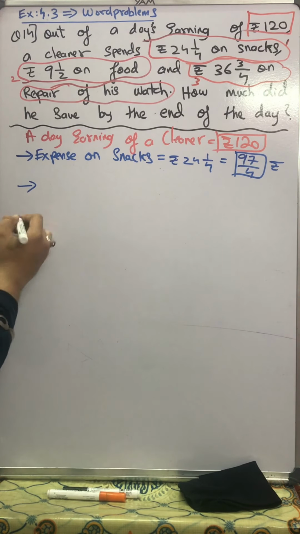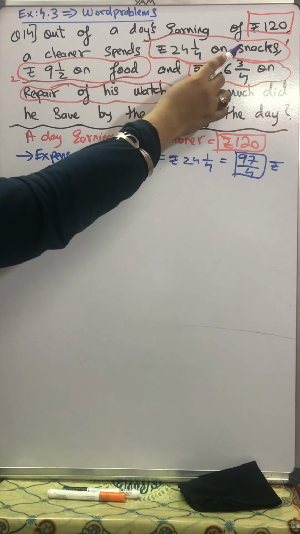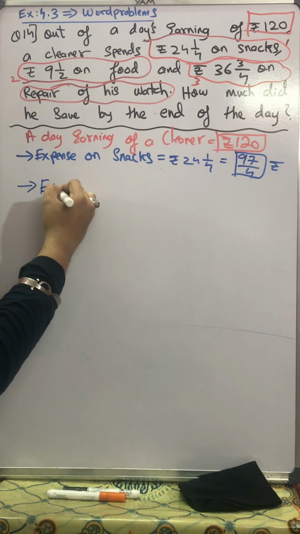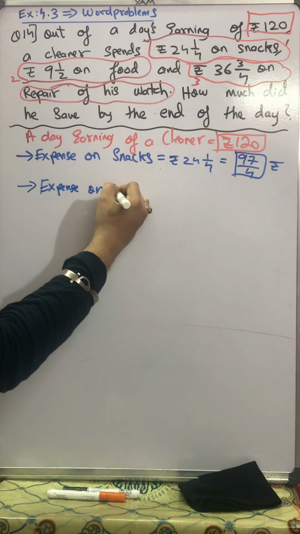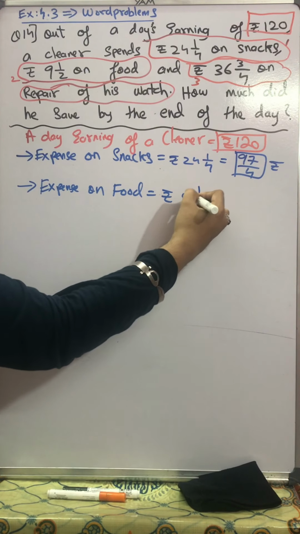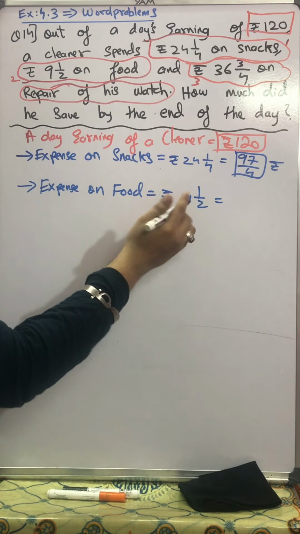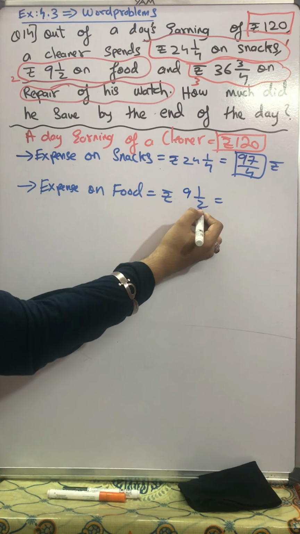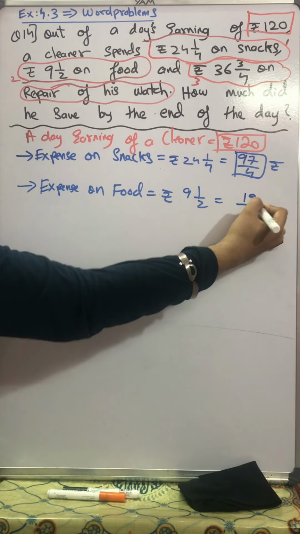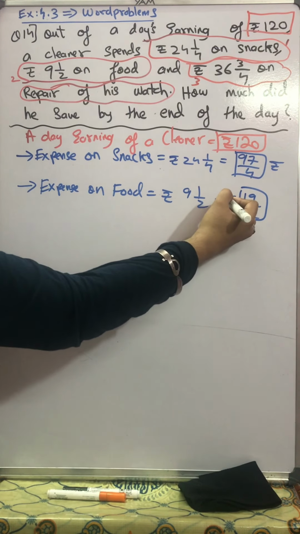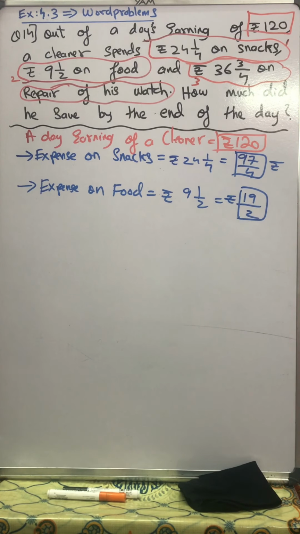Now let's see the second expense. What's the second expense? First he had an expense on snacks and then on food. So I'll write the same. Expense on food is how much? Rupees 9 1/2. 9 twos are 18, 18 plus 1 is 19. So 19 upon 2 rupees.